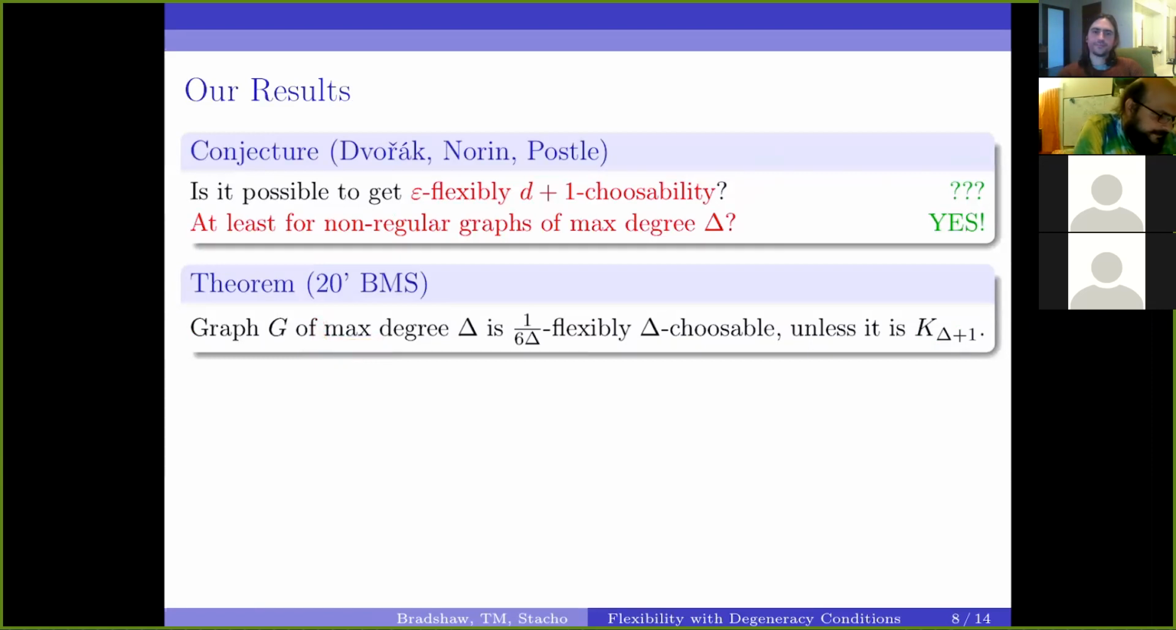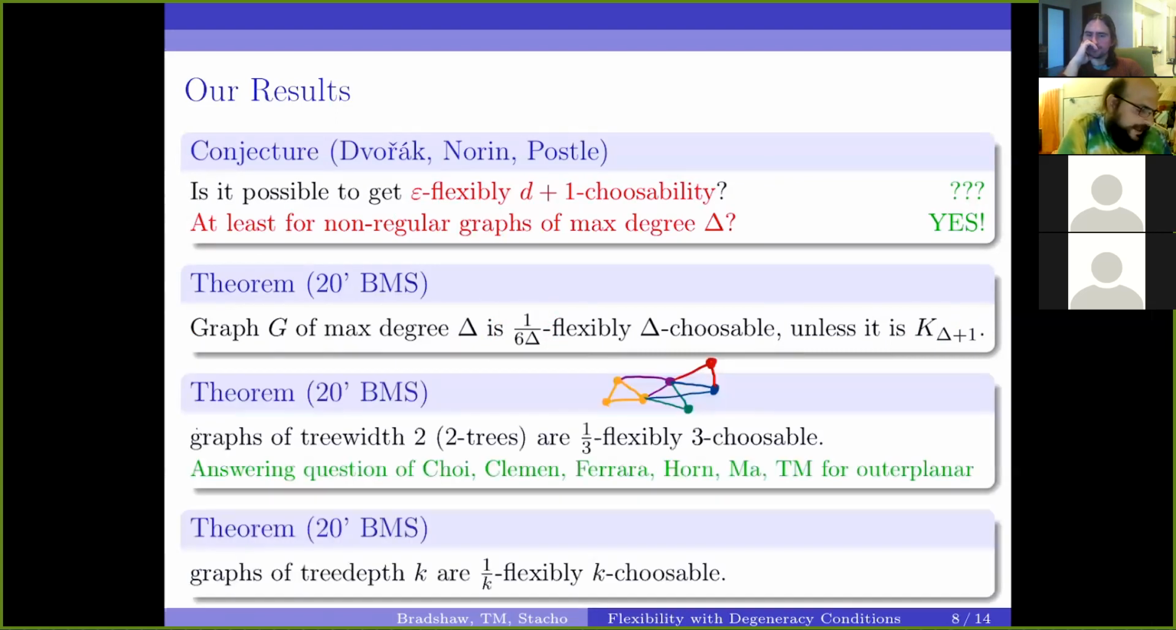If we have a graph of maximum degree delta, then we will prove that they are 1/6 delta flexibly delta choosable unless they are K delta+1. This fraction 1/6 delta is, up to a constant, best possible, because if you take two cliques of correct sizes joined by a matching, then you cannot do better than 1/delta. So this constant is up to 6 best possible.